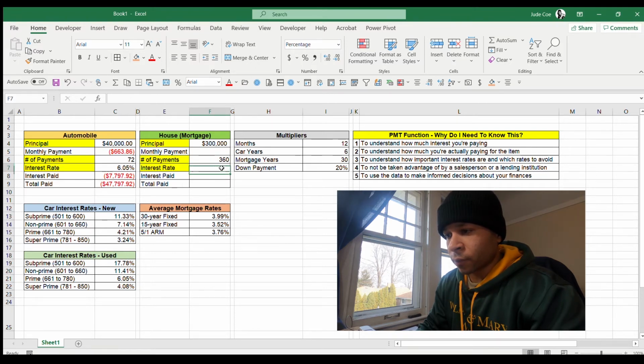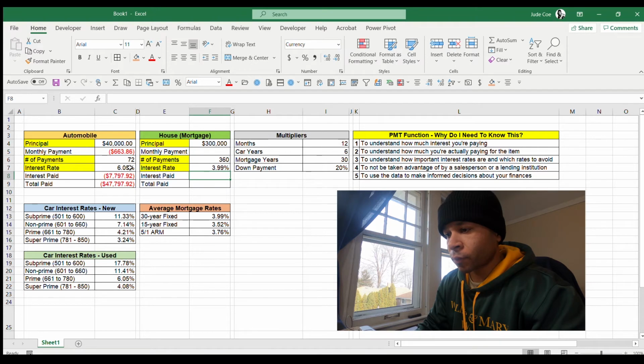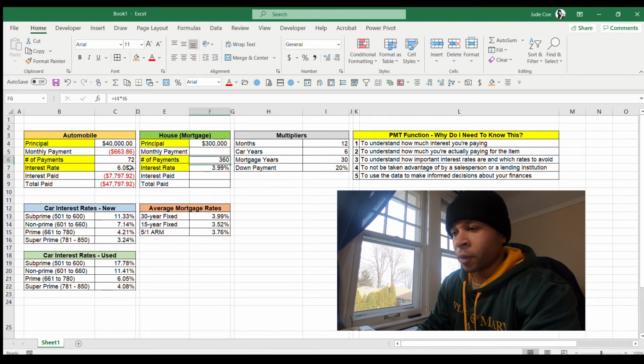Now, interest rate. Okay, so let's go down here. These are some mortgage rates that I got from the internet. So let's just go with 3.99%. This time, I'm not going to use the cell reference because I might want to change them around a little bit. So I put 3.99%. That's what I'm going to do here. And so I have my yellows. I have everything templated out. Now I have all the information that I need to figure out what my monthly payment's going to be.